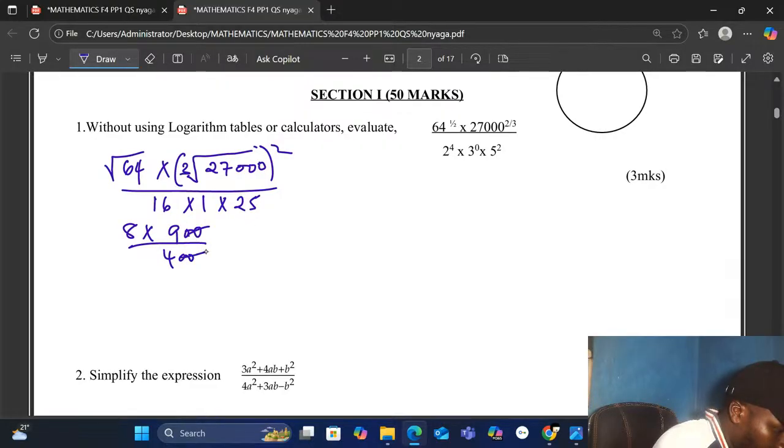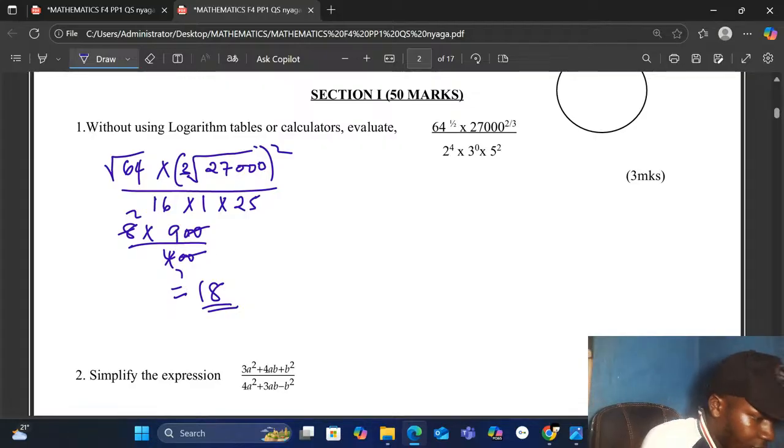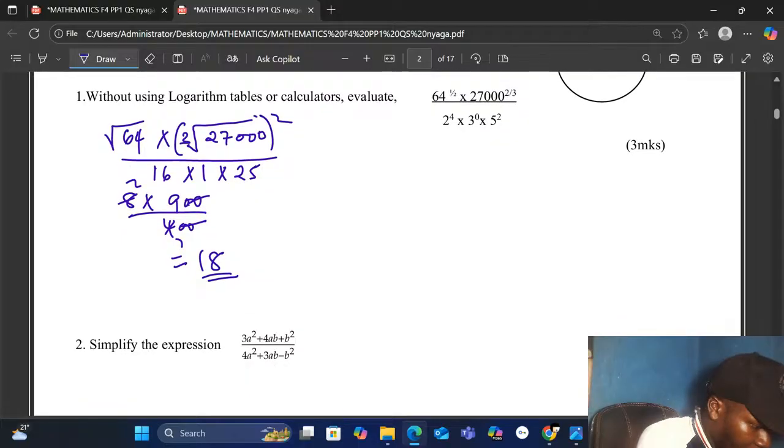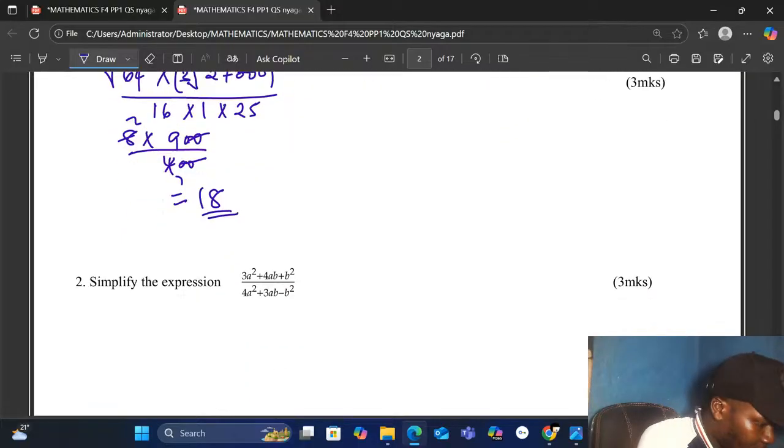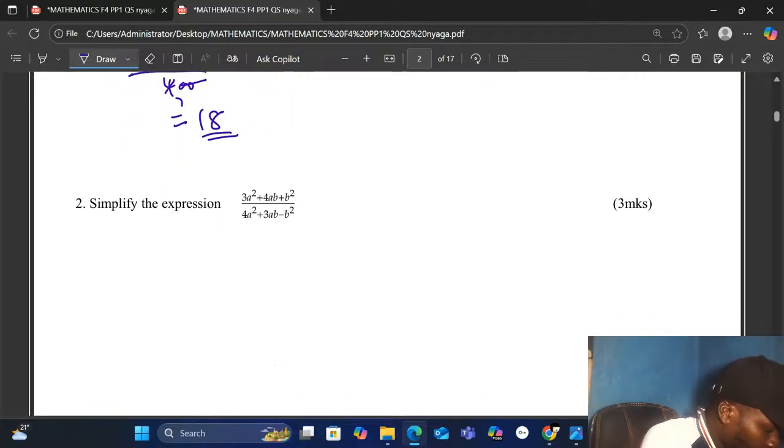So this will go with this. Here 2, here 1, here 2. Then we have 9 times 2, and then we get 18. So that is how we simply solve this without using logarithm tables or a calculator. We are simply using the laws of logarithms. Then we move to the next question, question number 2.